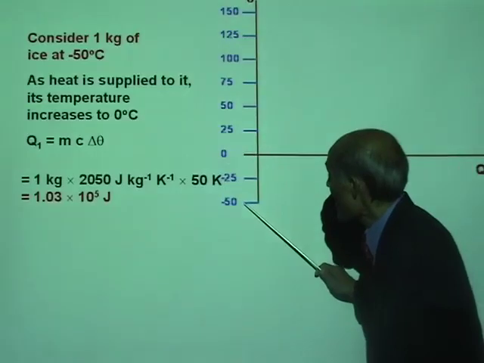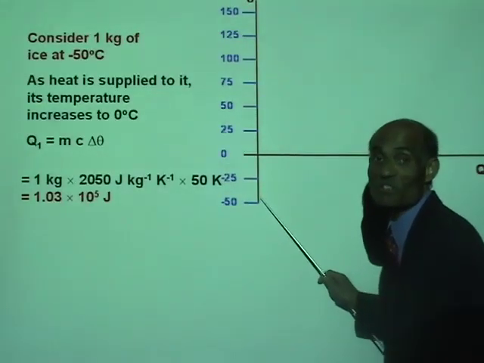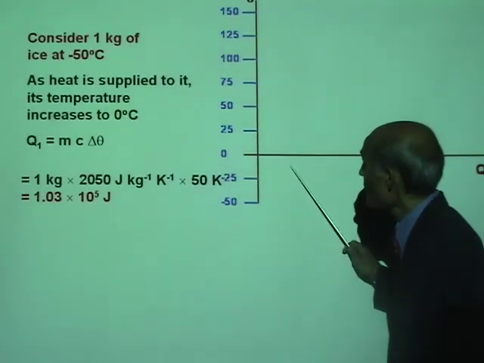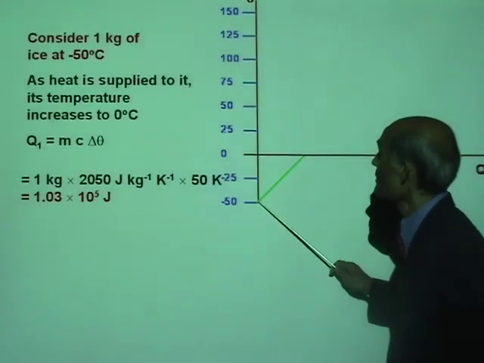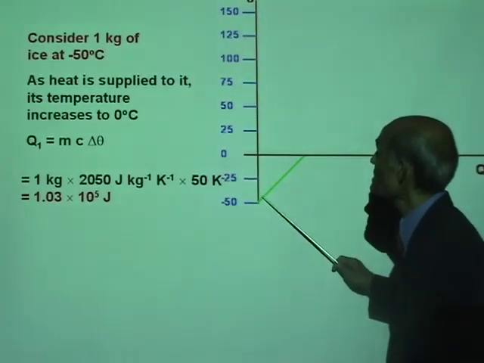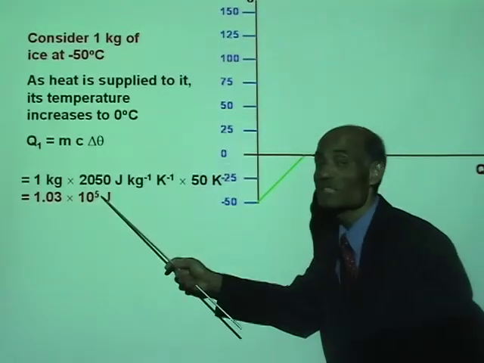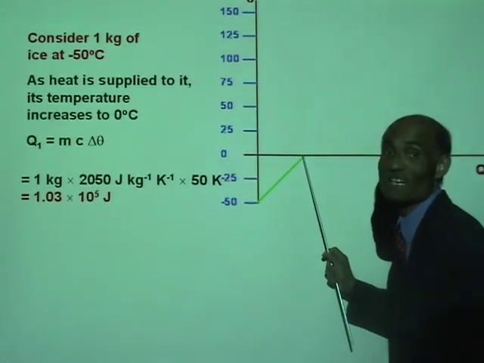So the ice, we started here, ice at negative 50 degrees Celsius. You supplied heat to it so that its temperature became 0 degrees Celsius. There you are. So the ice at negative 50 degrees absorbs this much heat so that its temperature now is 0 degrees Celsius.